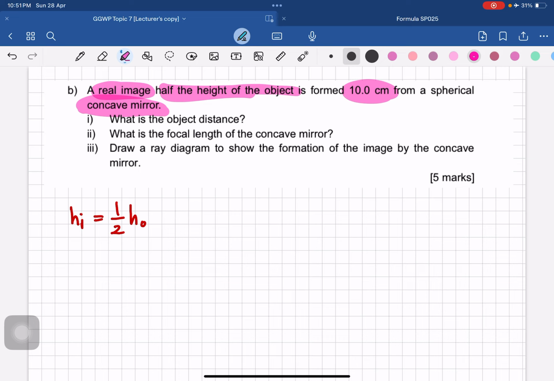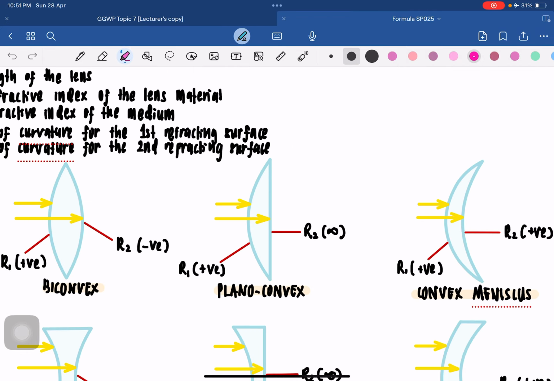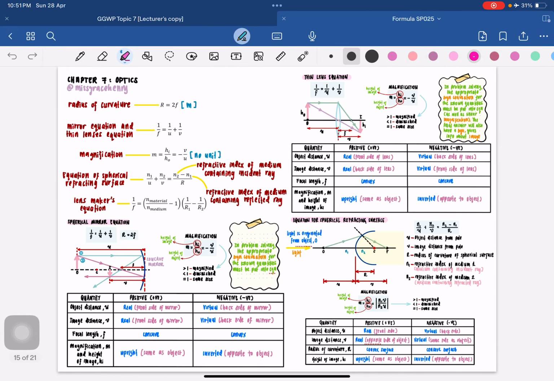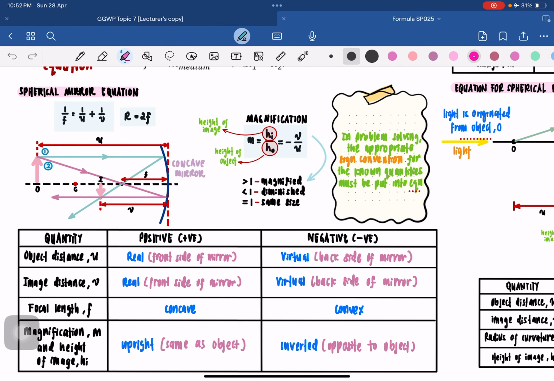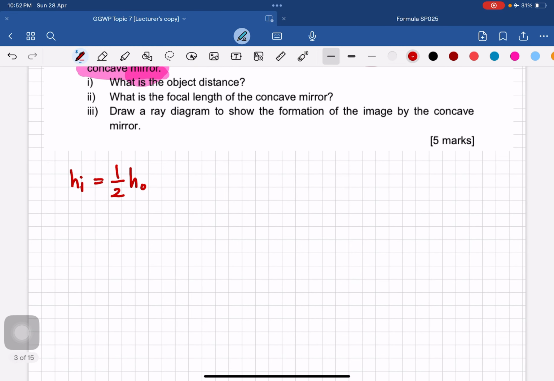Okay. So make sure kamu tengok betul-betul this question is on mirror. Okay. So if it's on mirror, you have to memorize characteristics untuk mirror lah. Okay. Kalau sini saya sudah buat this is the table on spherical mirror equation lah. So ini summarization dia. Okay. So sekarang ni they mention it is a real image. Real image yang form 10 cm from the spherical concave mirror. So sekarang ni concave mirror tu macam mana? Concave mirror tu macam ni.